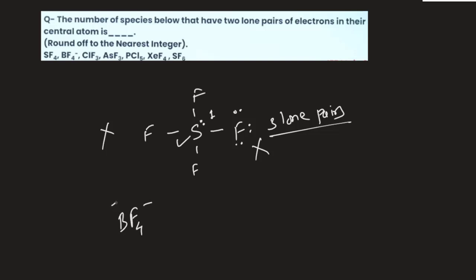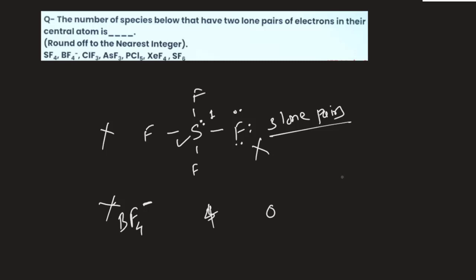as you can see, boron has 3 valence electrons, and since there is a negative charge, there will be 4 electrons, right? So 4 electrons will be used to make the 4 bonds with fluorine. So this is also not an option. There will be 0 lone pairs on the central atom, that is boron.